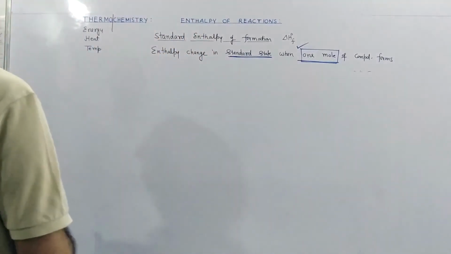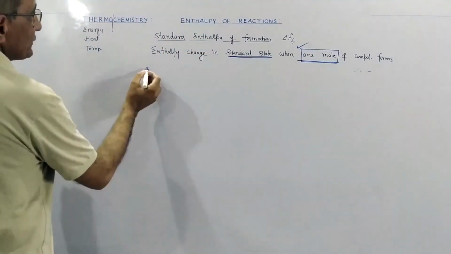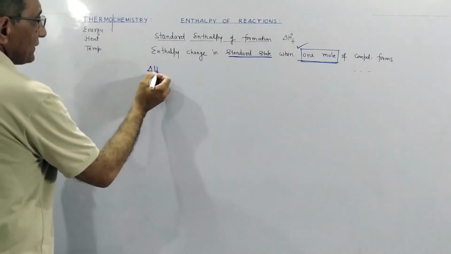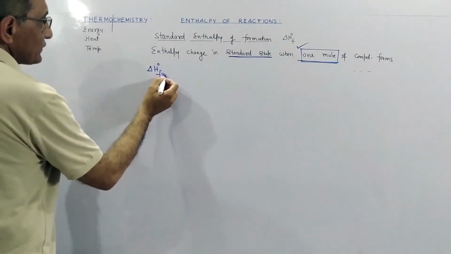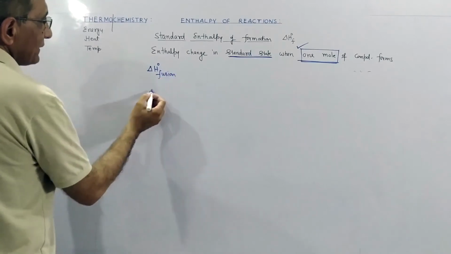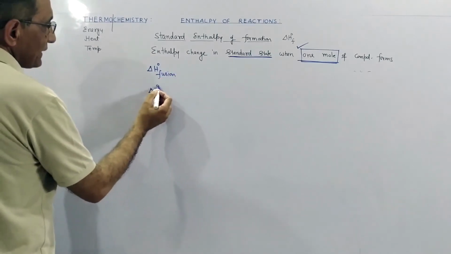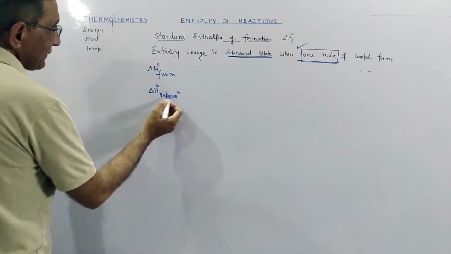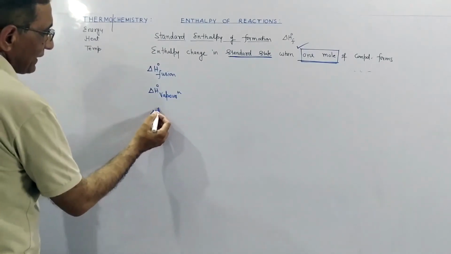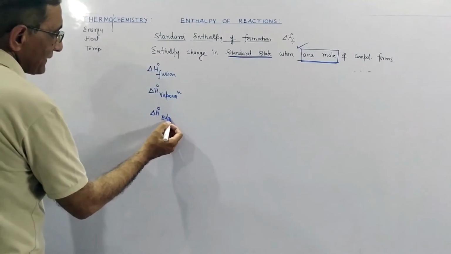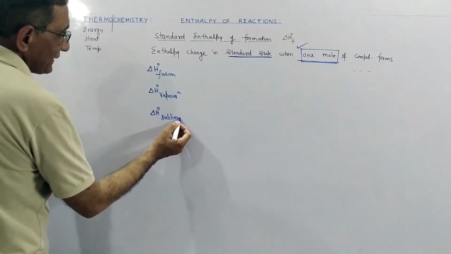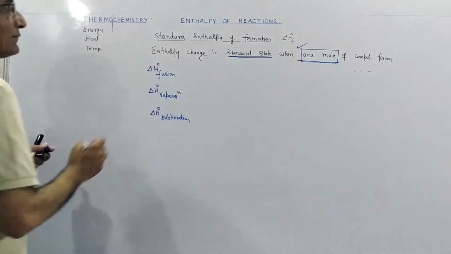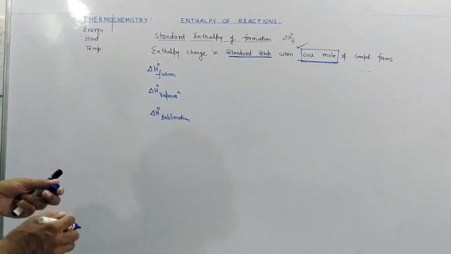Suppose we need to define a standard enthalpy change of fusion, a standard enthalpy change of vaporization, and a standard enthalpy change of sublimation. Okay, these three we want to define. Now how will we write them?